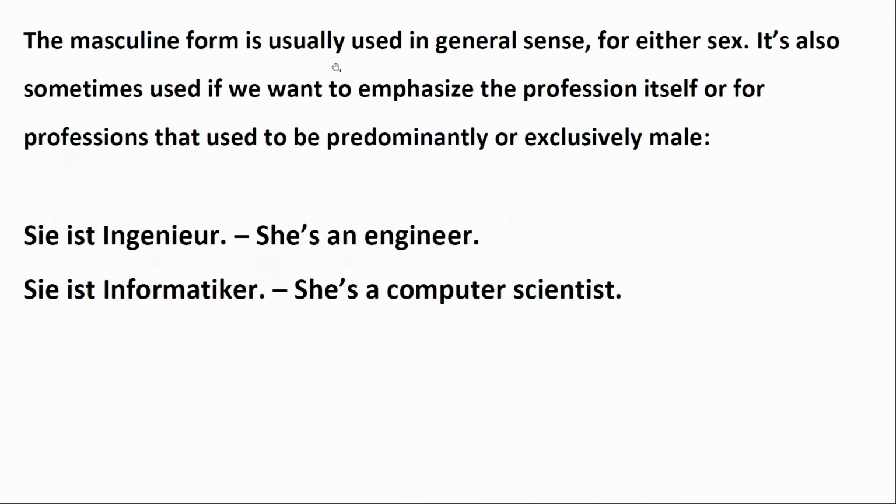The masculine form is usually used in a general sense, for either sex. It's also sometimes used if we want to emphasize the profession itself, or for professions that used to be predominantly or exclusively male. Sie ist Ingenieur. She's an engineer. Sie ist Informatiker. She's a computer scientist.